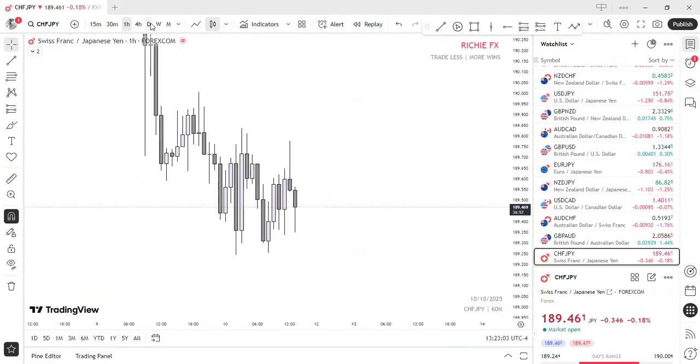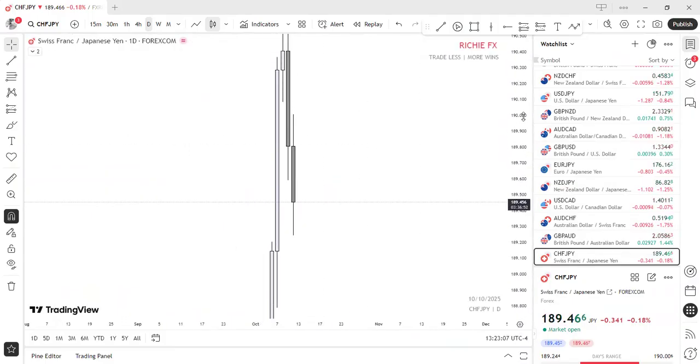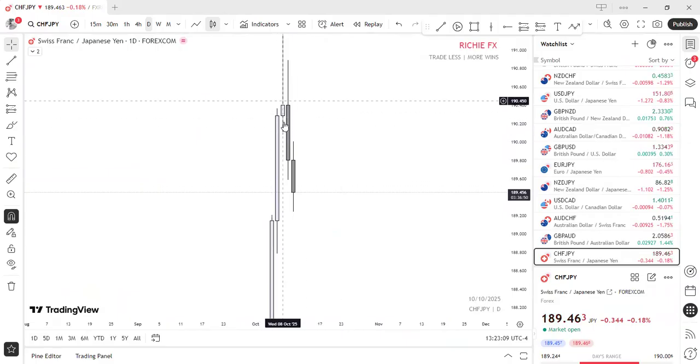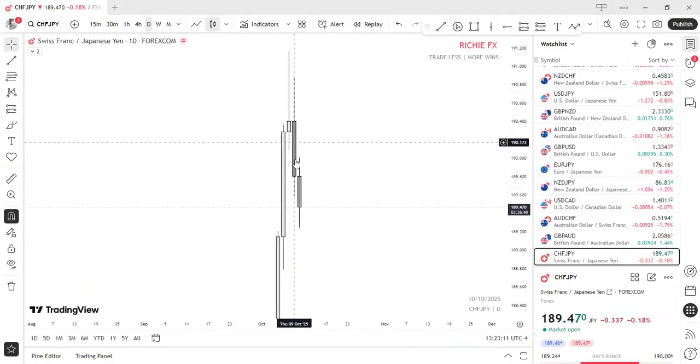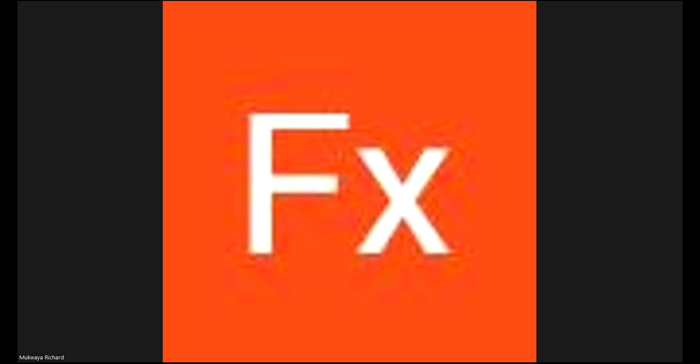So, when we try to check on the daily, we can see that the market offered a sell from here. After the market offering a sell from here, we had this low. This one. We had this low. Then we expect the market to take it out.